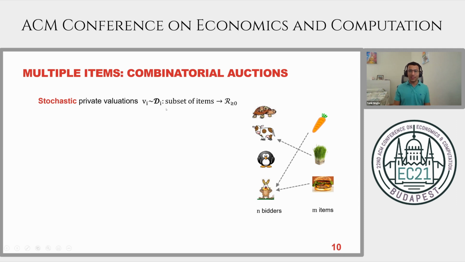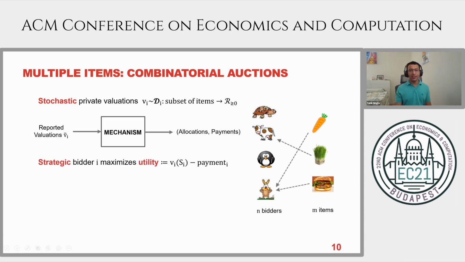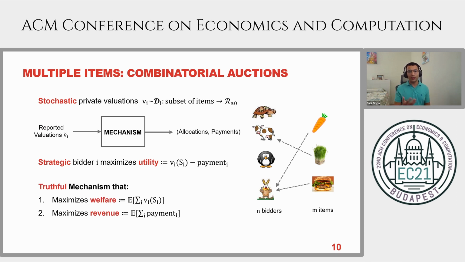Again, the goal is going to be similar. You want to design a mechanism which takes as input the reported valuations of these bidders, v_i tildes, and comes up with allocations and payments. All these bidders are strategic. They want to maximize their utility, which is their valuation minus the payment. And again, you want to come up with a truthful mechanism, which maybe either maximizes the welfare, the sum of the valuations of all these bidders, or the payments, which is the sum of the expected payments. So the question is, again, what can we do about this?